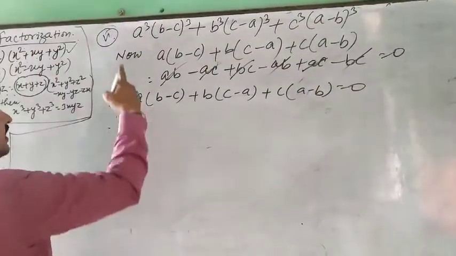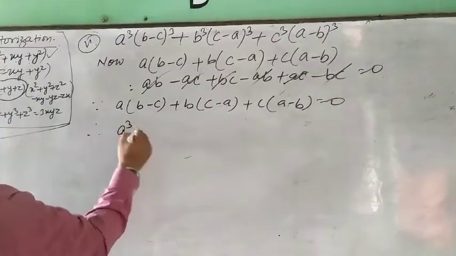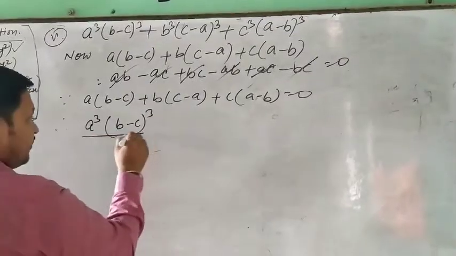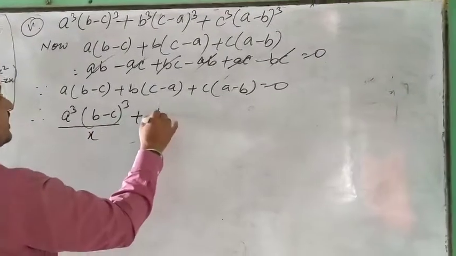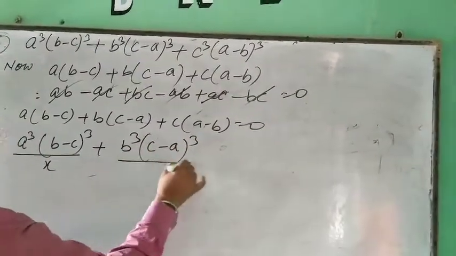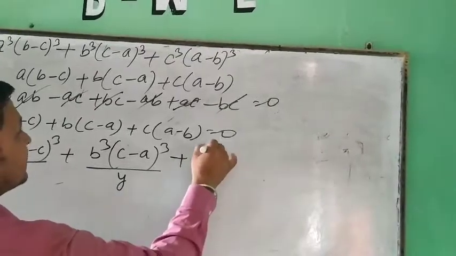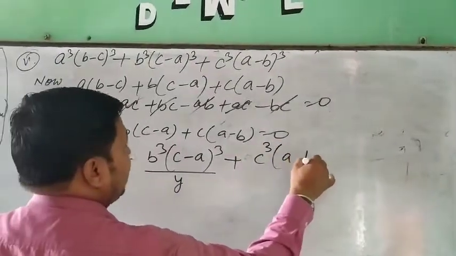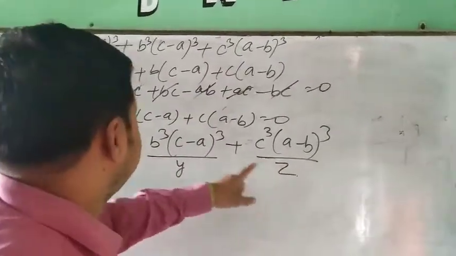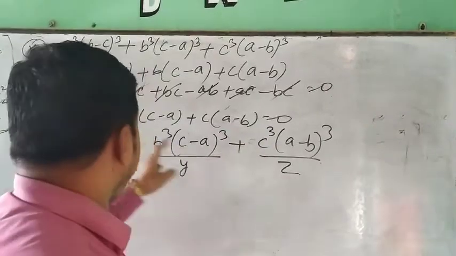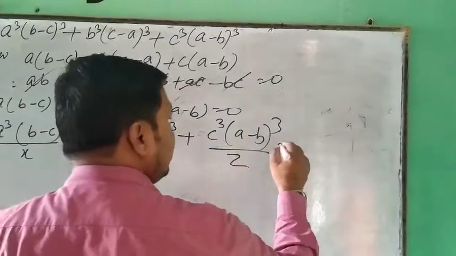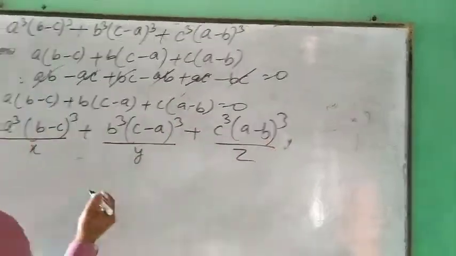So that a cube (b minus c) the whole cube, let this term be x, plus b cube (c minus a) the whole cube, this term is y, plus c cube (a minus b) the whole cube, this is z. So x plus y plus z equal to 0. Then x cube plus y cube plus z cube equal to, what will it be, 3xyz.